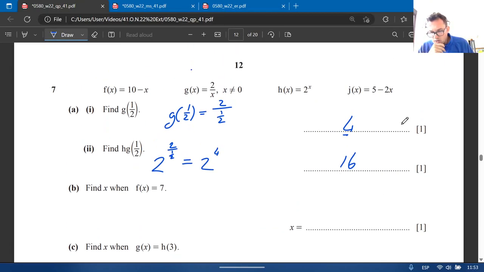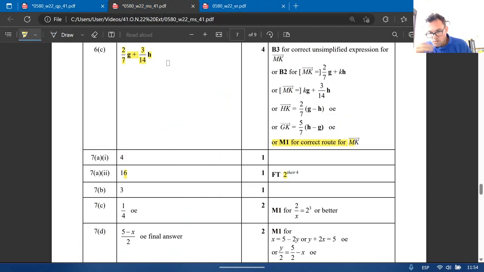Find x when function of x equals 7. So we just need to take this function and equal it to 7 because that's what they wrote. They wrote fx equals 10 minus x. Fx equals 7. That means 10 minus x equals 7. This is the easiest, I think, is to subtract the 7 here, remove the minus x to become a positive x, so it means x equals 3. Okay, because 10 minus 3 is 7.